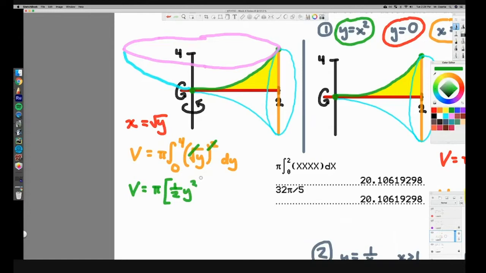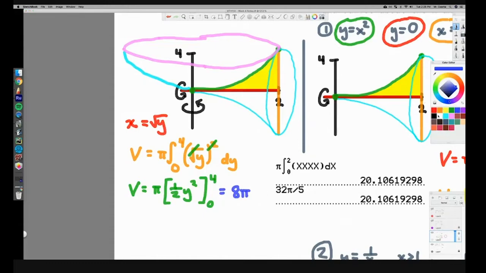Should be super easy, I should say. And we're going from 0 to 4. So you do the antiderivative, you add 1 to the power, so you have squared, divide by that power, so you get that. You plug in 4, you get 16. 4 squared is 16. Divided by 2 is 8. 8 pi. You plug in 0, you get 0. So really your answer is just 8 pi.